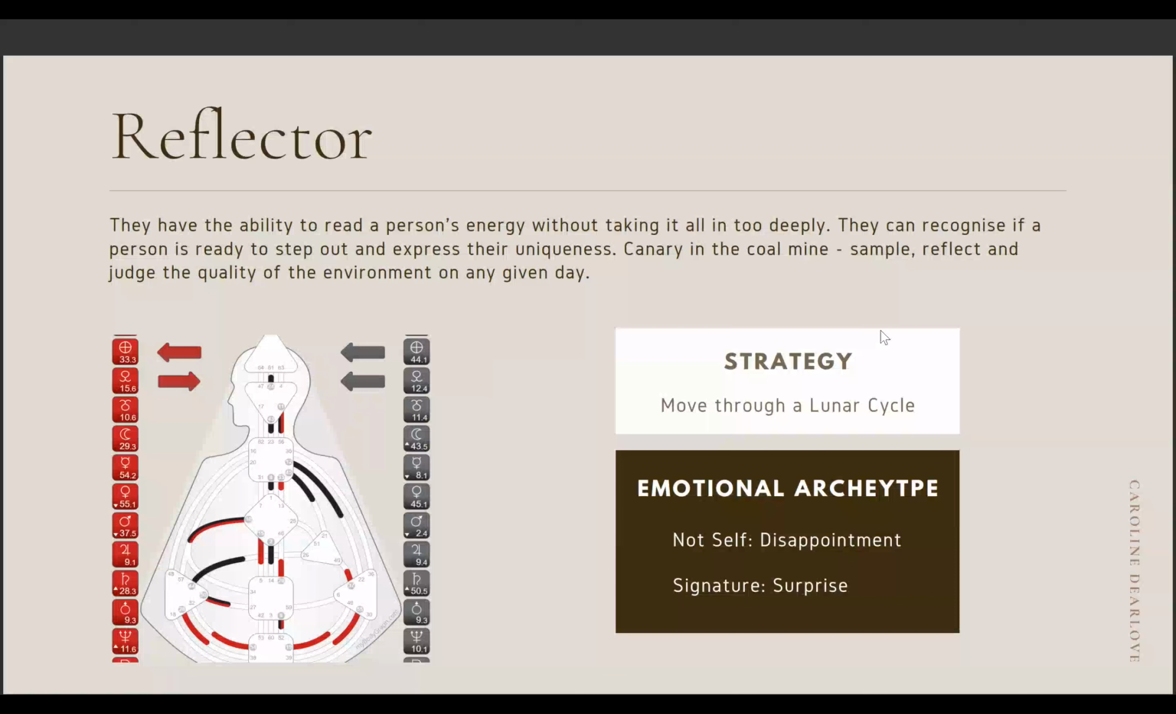Now, the strategy of a reflector is to move through a lunar cycle. Now, as a manifesting generator, I'm not a reflector. I can never be a reflector. But having spoken to other reflectors and having followed other reflectors on social media, I also believe that what they find is it doesn't have to always be 28 days. Sometimes it can be a couple of weeks where they are able to really sit with an idea, to allow themselves to move through before they get to that point where they're like, yes, I can make this decision now.